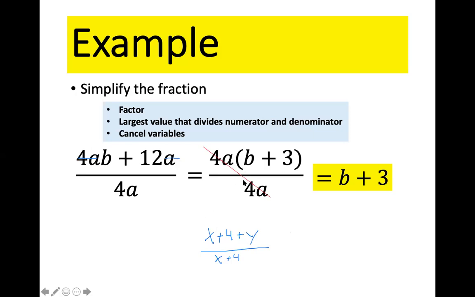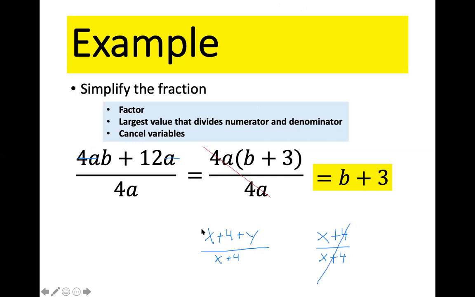And the reason why you can do it to this one is because this is attached to the b plus 3 through multiplication, right? The difference between these is that these are multiplication and attached by addition. If everything's attached by multiplication, you can cancel. Now, you are allowed to do this: if you had x plus 4 over x plus 4, any number divided by itself is 1. So you could cancel that.